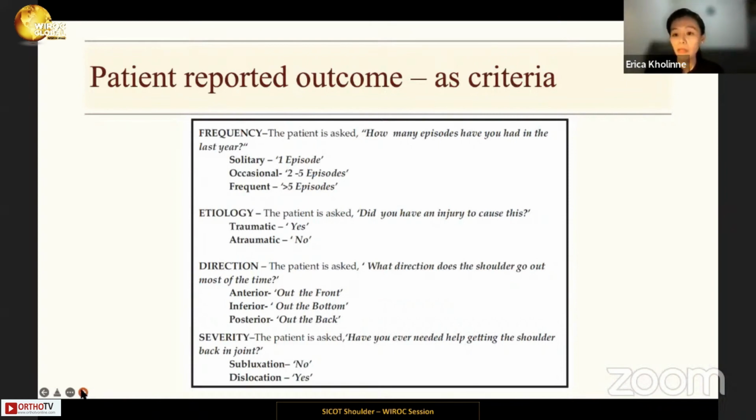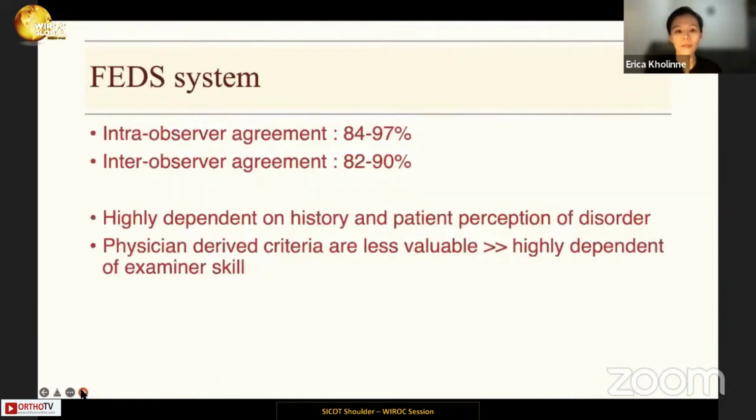The patient also may be able to tell you the direction of their instability, or which position of the arm will reproduce their symptoms. For example, hand behind head for anterior or carrying a briefcase for inferior. Provocative tests will be performed if the patient cannot tell the direction. Severity is determined by history.